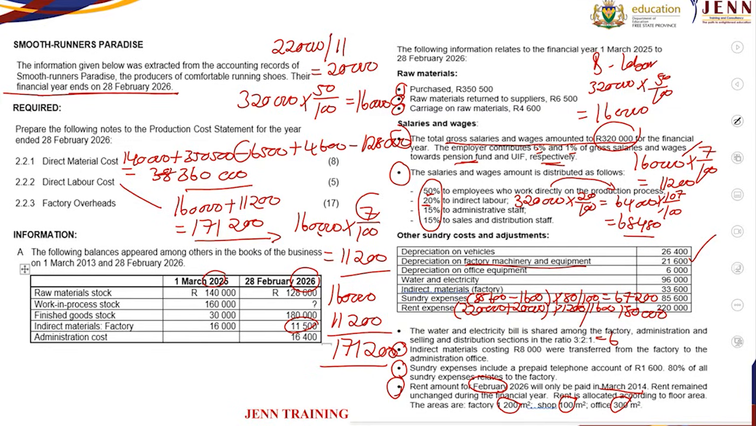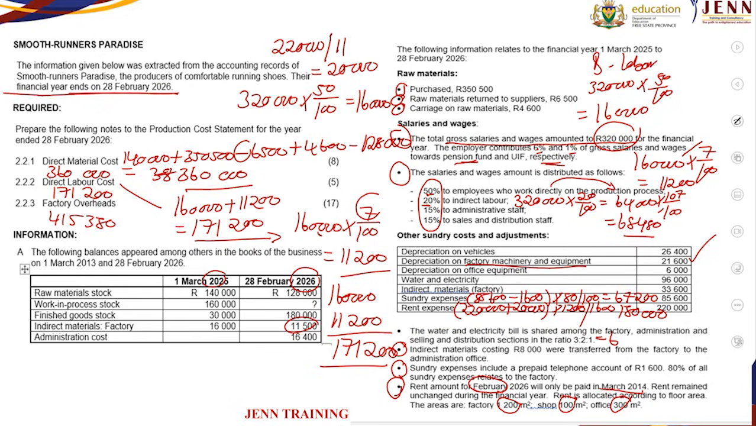And then when you add them together, our factory overhead final amount will be 415,380. Our direct labor cost will be 171,200. Our direct material cost will be 360,000. Now, what do we do now?